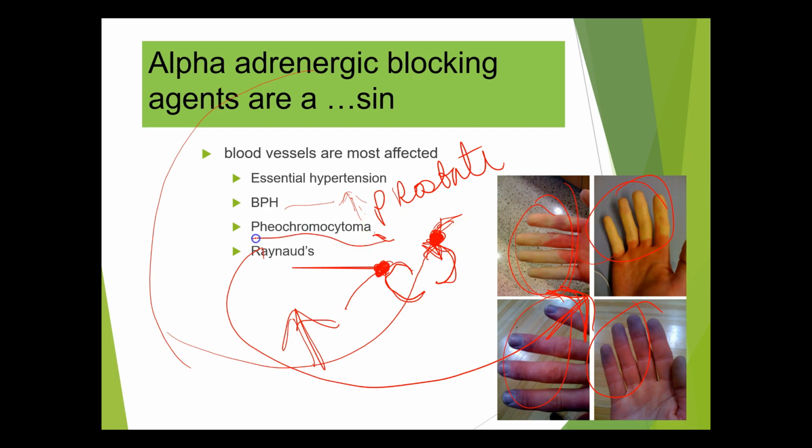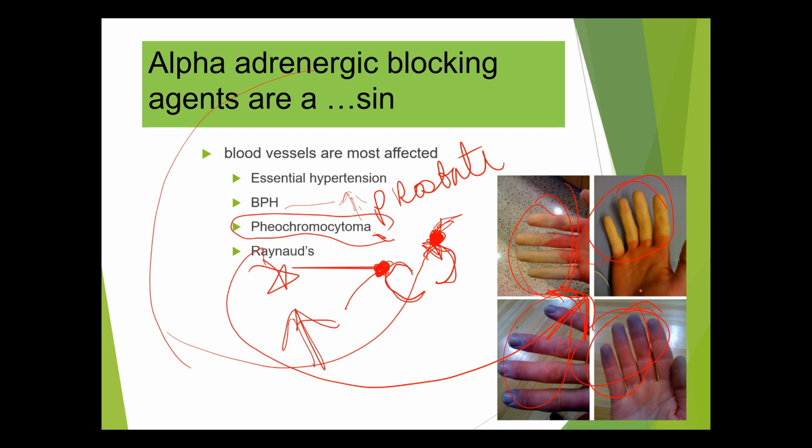You don't need to know this for your exam. Raynaud's. Raynaud's are these pictures over here. Your blood vessels are constricting, so you have to be careful about taking alpha adrenergic agents because it can make this worse. Because remember, it's constricting the blood pressure. So just be aware of that.